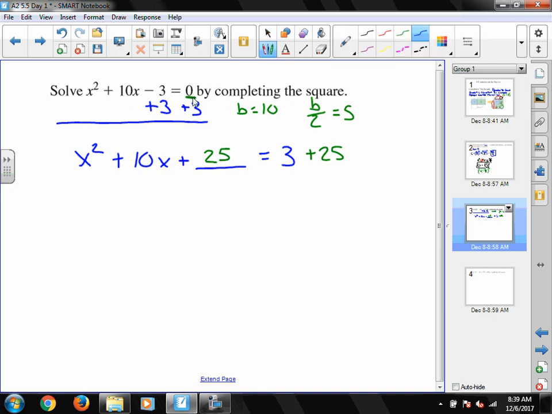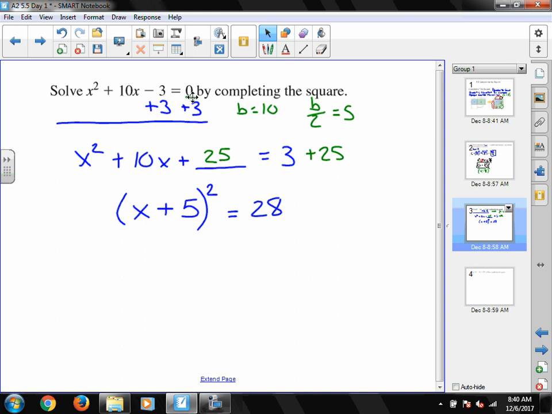This will factor down into x. Check my sign in front of my 10. That's a positive. I put a plus, and take b over 2, which is going to be 5. 10 divided by 2 is going to be 5. Squared is going to be equal to 3 plus 25, which gives me 28. So, all I did to get from here to here was just factor.